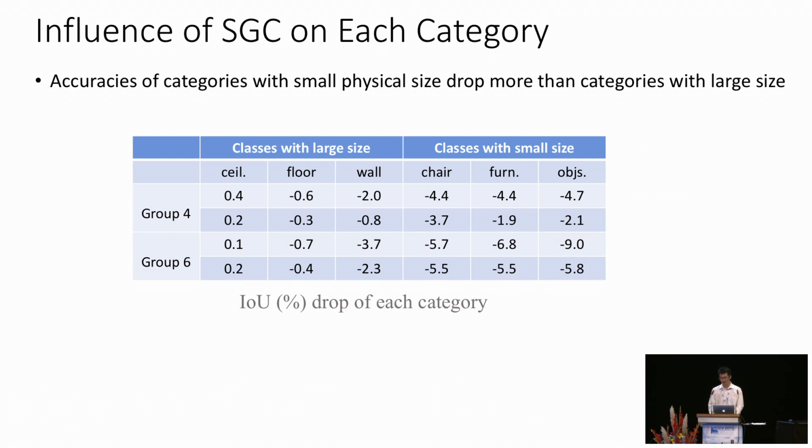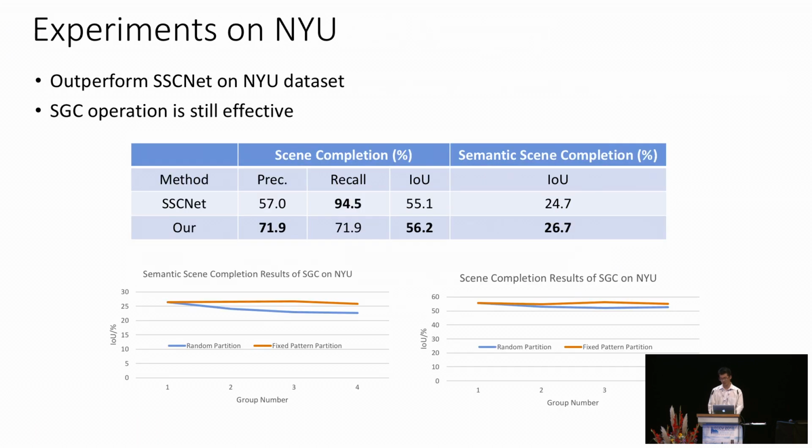We analyze the influence of SGC on each category. These negative numbers mean accuracy drop. It can be found that accuracies of categories with small physical size drop more than categories with large size, such as ceiling, floor, and wall, which is reasonable considering dividing small objects into different groups loses more important information.